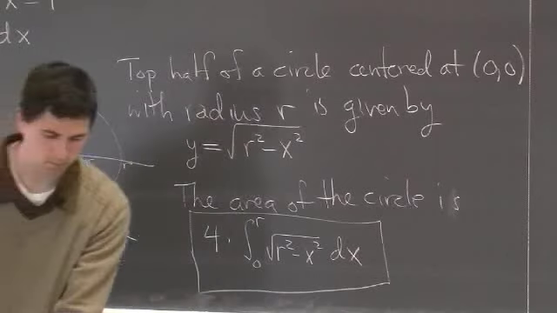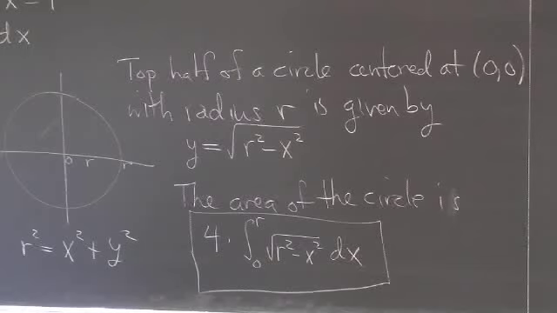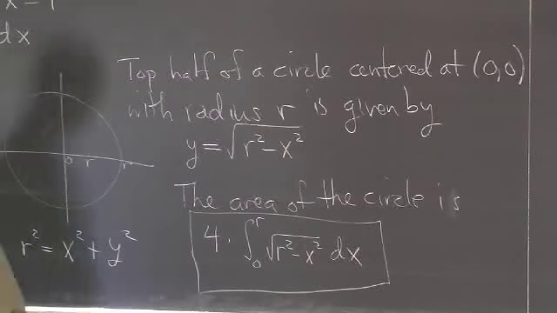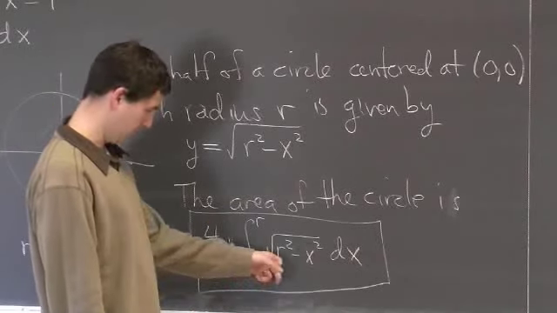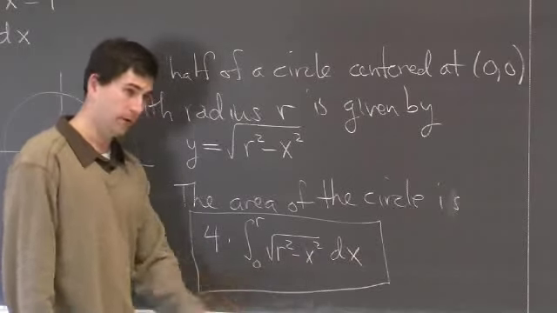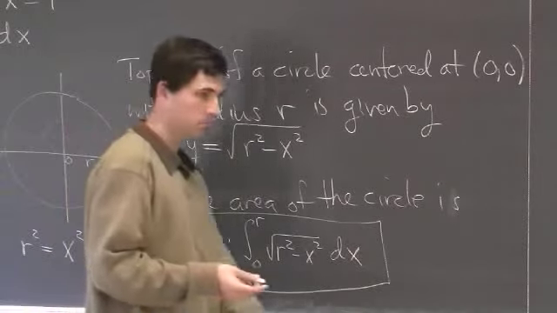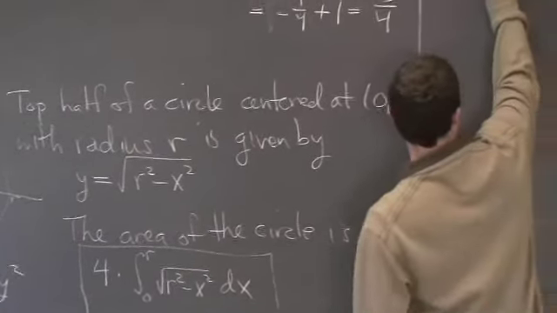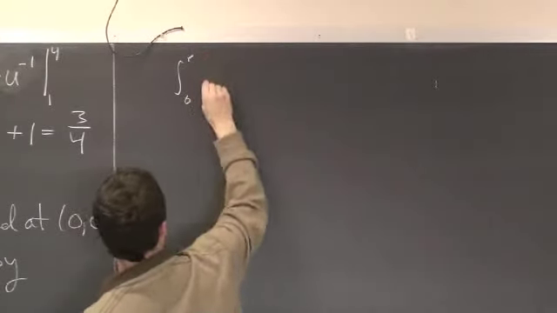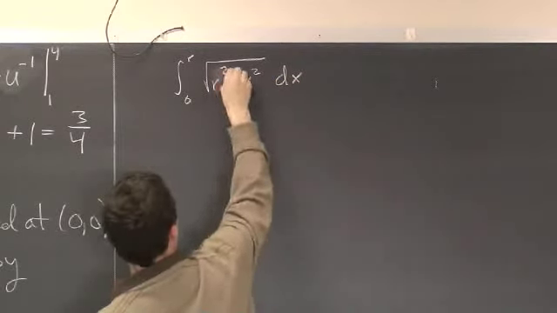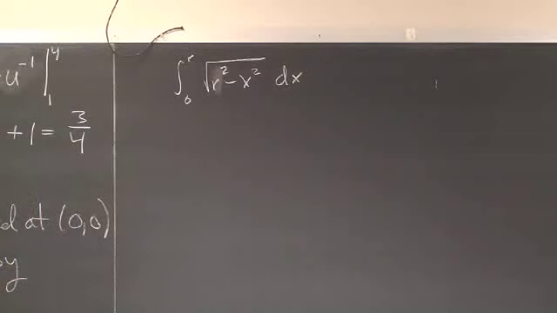What do you think? What do we do? Well, okay, the 4, that's pretty easy. I know what to do with that. We don't have to worry about the 0 and the r till the end. But we do have this funny r squared minus x squared under the radical. Okay, Jenna suggests a trig substitution. Give it a shot. So let's rewrite this. All right, so what is the trig substitution? I'll spot you the x equals.